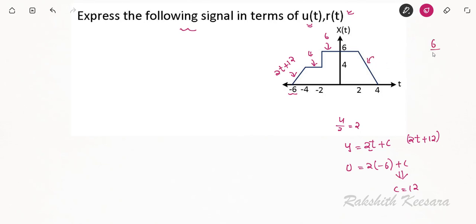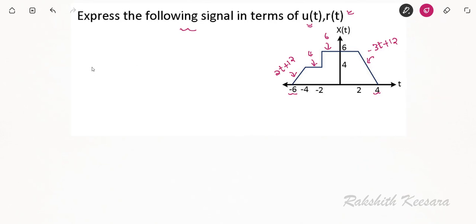slope is 6 by 2, that is 3. Y equal to 3t plus c. And at t equal to 4, y is becoming 0. Sorry, this is a negative slope here. Y equal to -3t plus c. Since this is decreasing, this will be negative slope. So 0 equal to -3 into 4 plus c. From this c will be 12. So this equation will be -3t plus 12. Now let us start.